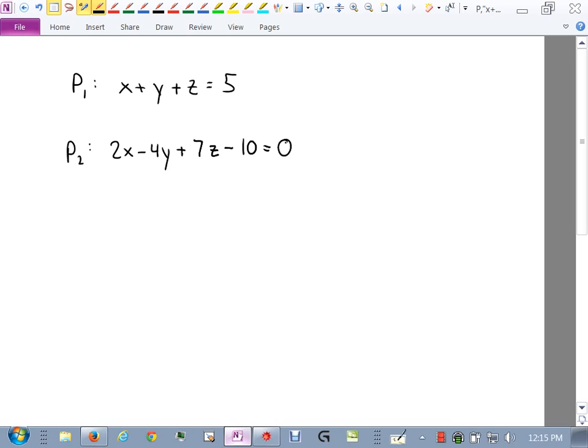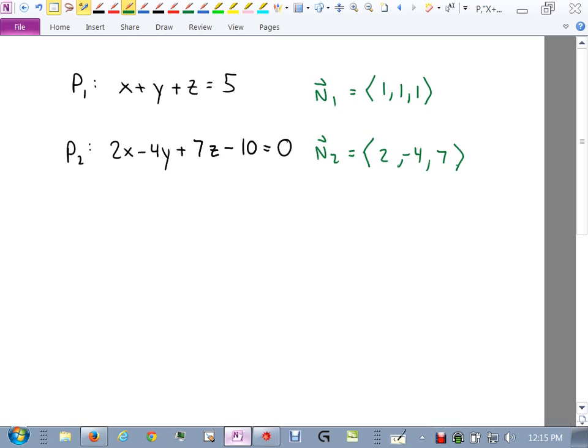All right, did we get anywhere with this? What's the idea here? What do you do? So what are the normal vectors for these two planes then? Yes, the coefficients of the corresponding variables. So the normal vector of the first plane would be 1, 1, 1, right? Corresponding coefficients here. And 2, negative 4, 7 for the second.